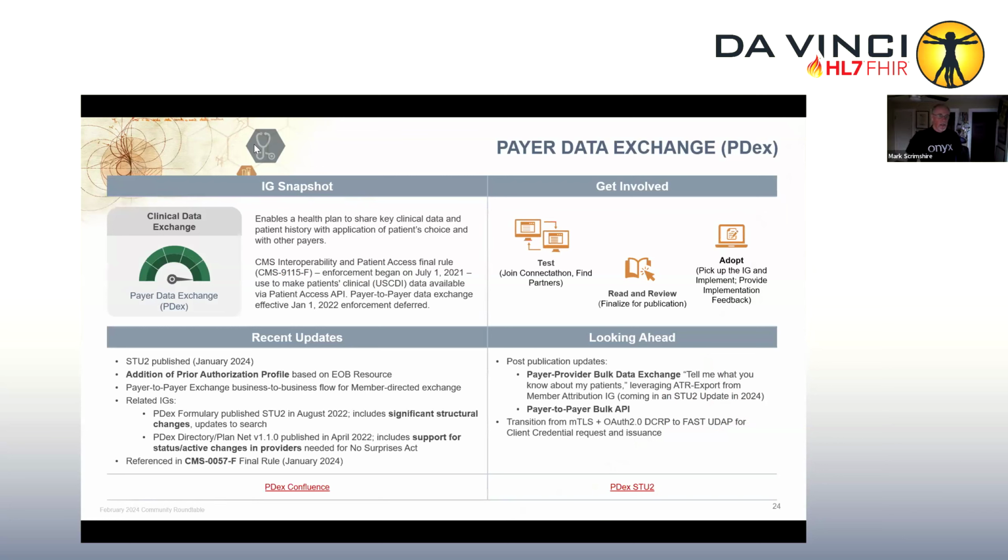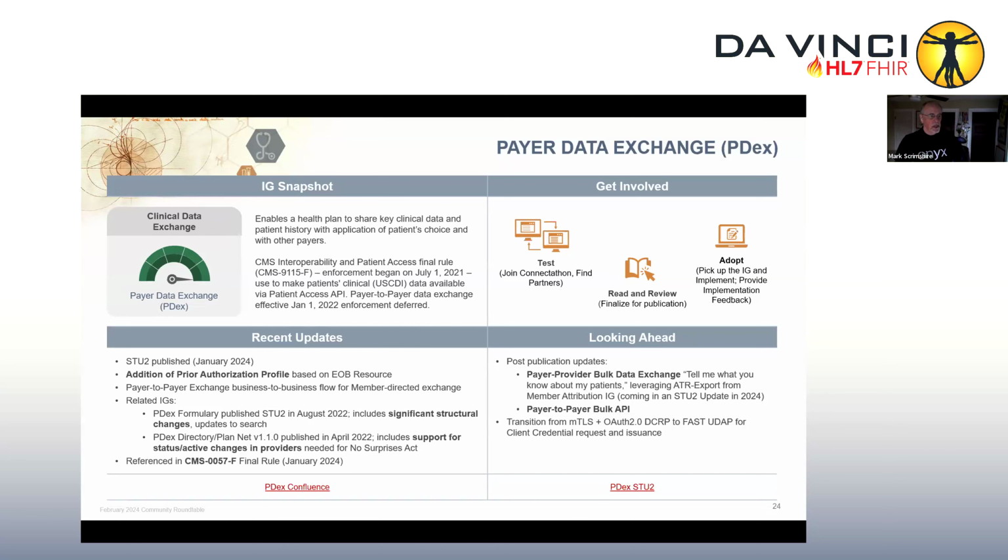So let's talk about Payer Data Exchange. So what is it? Payer Data Exchange basically enables a health plan to share key clinical data and patient history with both applications of a patient's or member's choice and with other payers, and now also with a member's providers. This was originally included in the CMS interoperability and patient access rule, which goes back to an enforcement date in July of 2021. So it's well established.